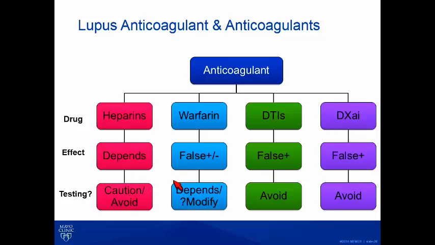Basically, when it comes to testing on warfarin or heparin, ideally avoid it, but if you can't or there's a problem there, I'd approach results with a healthy dose of skepticism. And then in terms of the direct thrombin inhibitors and the direct 10A inhibitors, these are notorious for causing false positives. Avoid testing while on these drugs.